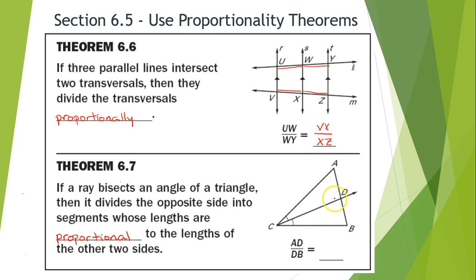So over here, what you're going to see is if you have an angle bisector going through your triangle here, that angle bisector is going to do this to your triangle. So this segment here, AD over DB, is equal to this side of your triangle, so AC, over this side of your triangle, BC. Okay, so let's put those to use.